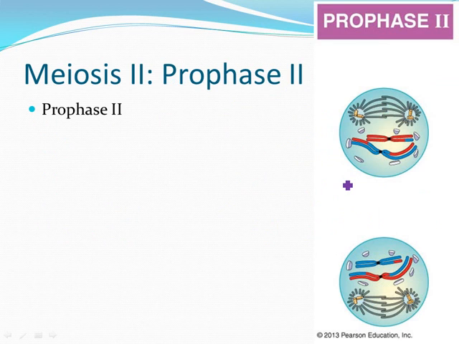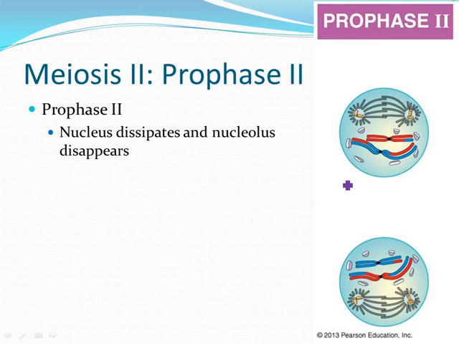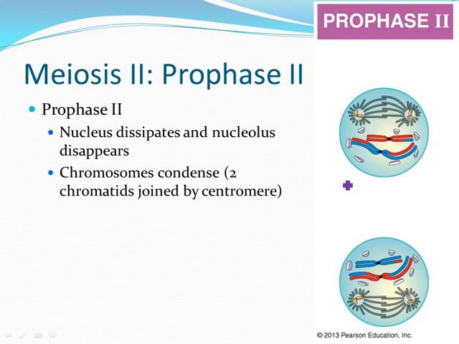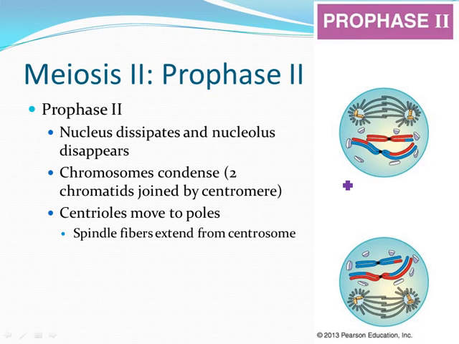Okay, prophase 2. You guys could tell me this. What happens in prophase? The nucleolus and nucleus disappear. What else happens? The chromosomes condense. Very good. The centriole moves to the poles. Yeah, very good. And there are spindle fibers that will try to attach to the centromeres of the chromosomes.